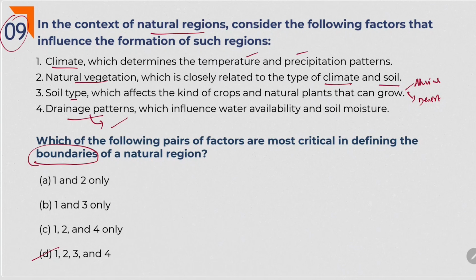In soil type also, in this type of soil, these kind of crops grow, and in another type of soil, other types of crops grow. So this is named as one city and this is named as other city. And coming to natural vegetation, if we see Rajasthan is a desert area. In Uttarakhand and all we find forests. So this is also a boundary. And climate, we differentiate tropical area and temperate area based on climate. So obviously answer is all.